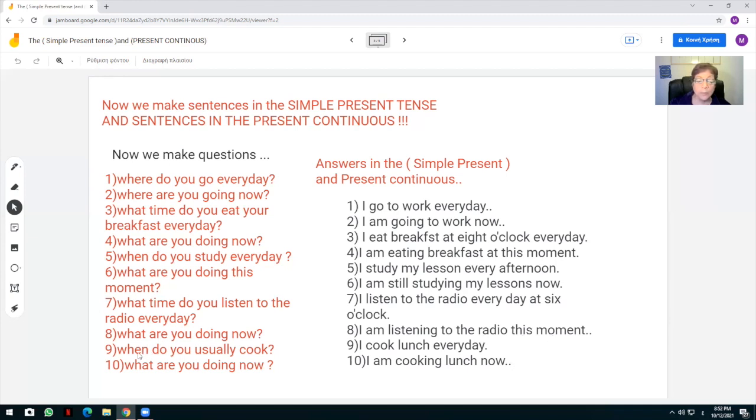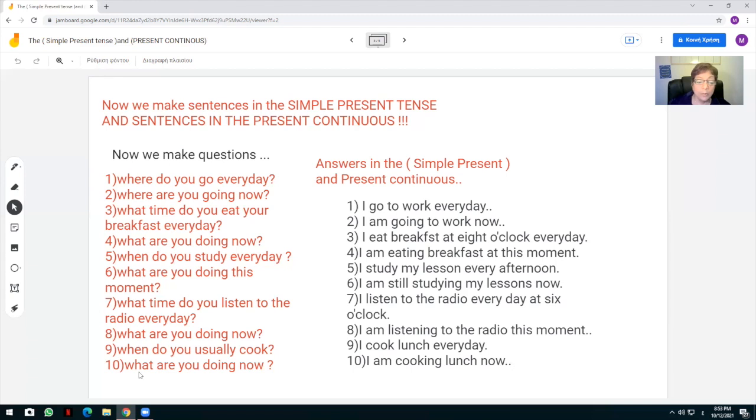Okay. When do you usually cook? إمتى بتطبخ؟ When do you usually cook? When, what is usually يعني دايماً, it is the simple present. I cook lunch every day.